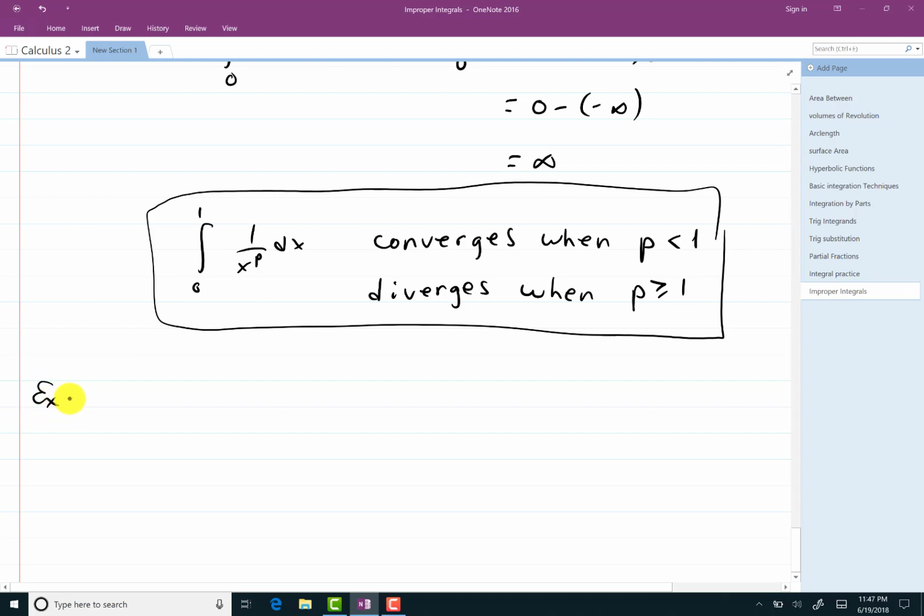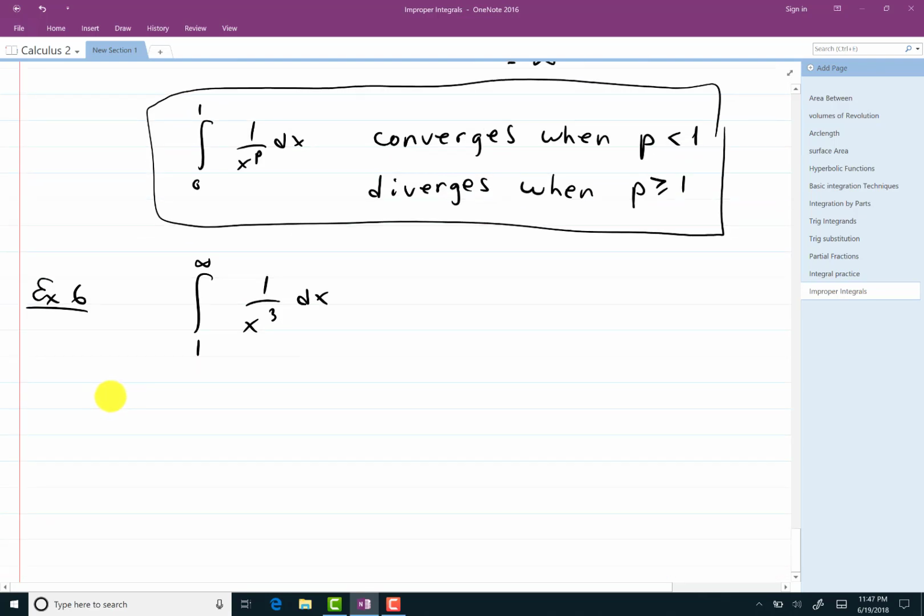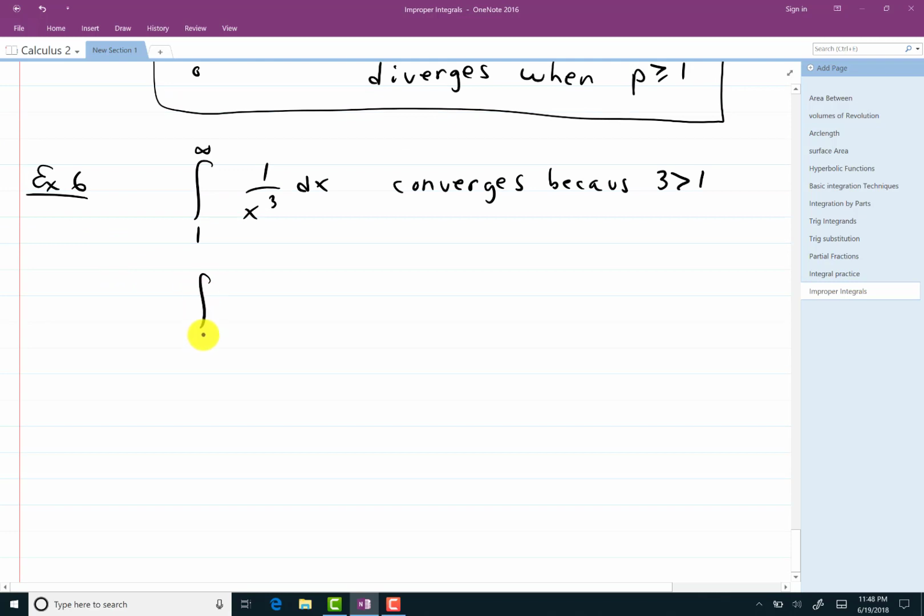So, just a quick example of this. If I gave you the integral from 1 to infinity of 1 over x to the third dx, would that converge or diverge? That's convergent. Three is greater than 1. However, if it's x to the 1/2, that diverges because the exponent is less than 1.